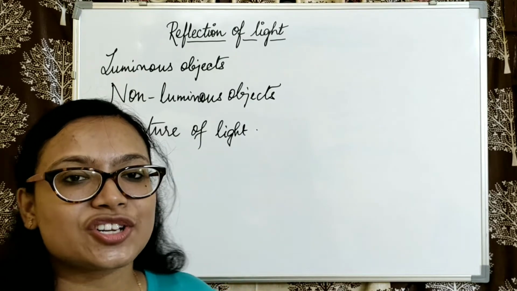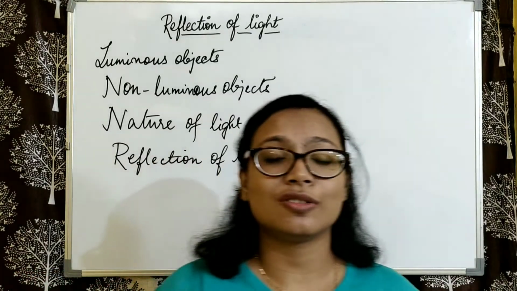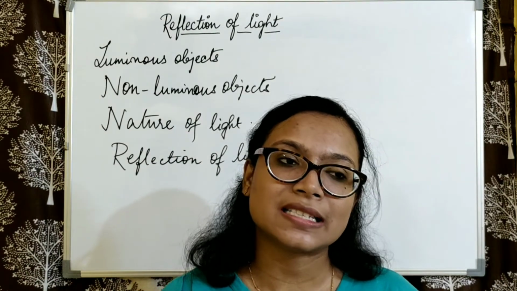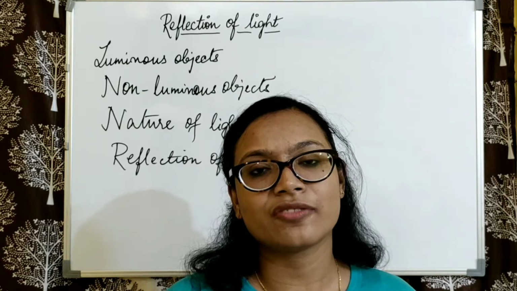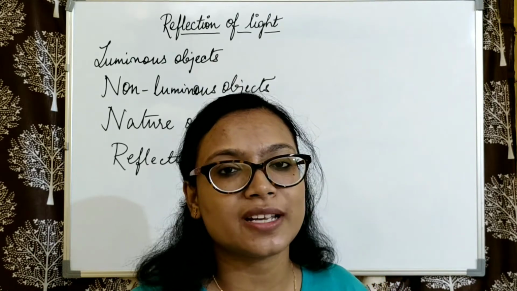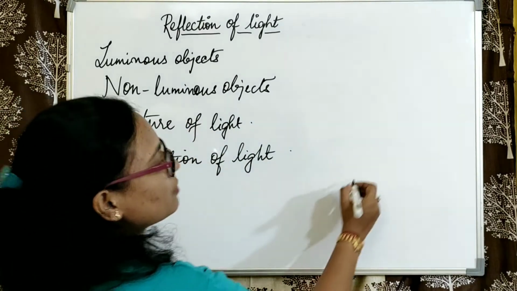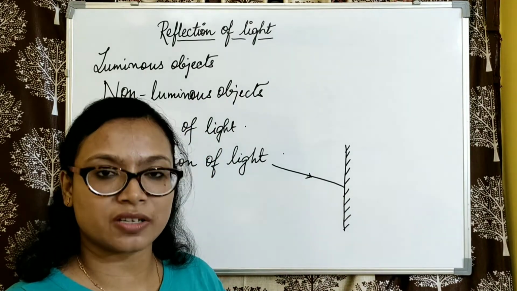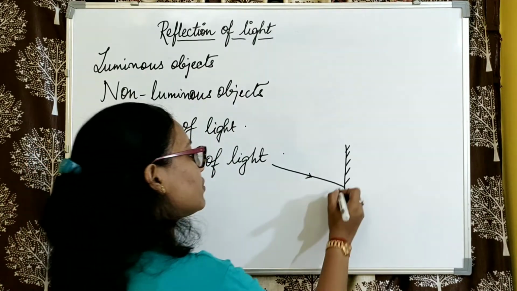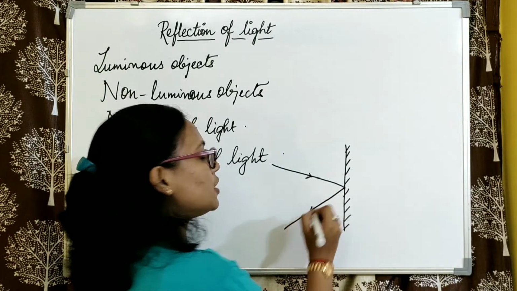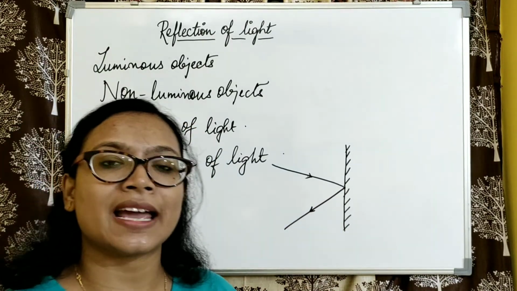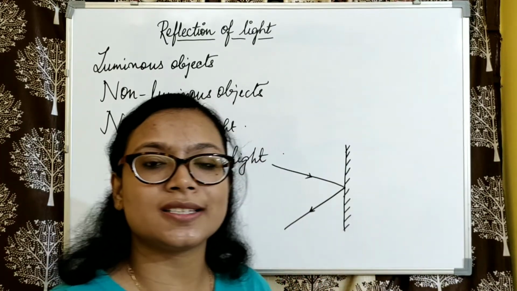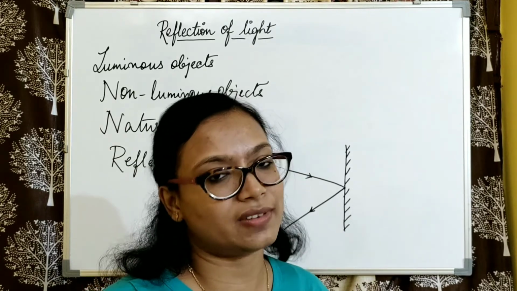Now coming to the reflection of light. We have already understood that light travels in a straight line. Now the process of sending back the light ray after falling on a particular object is referred to as reflection. Now let us have a look. When a particular ray of light falls on this polished surface or mirror and reflects back, this process of sending back the light ray after falling on a particular polished surface is referred to as reflection of light.